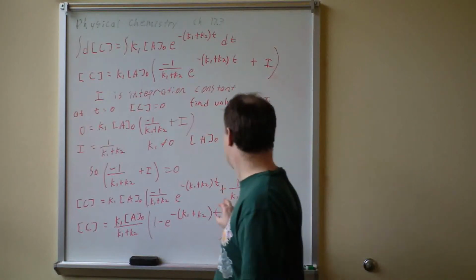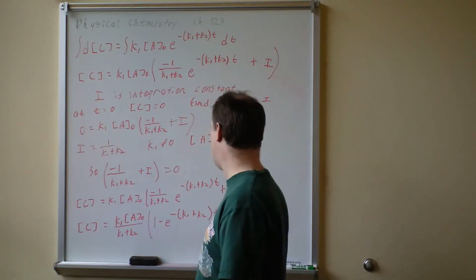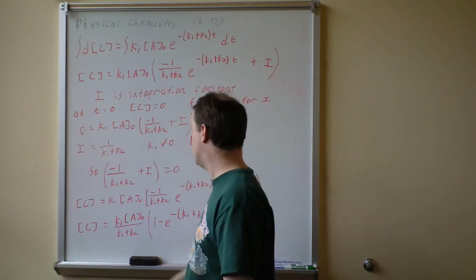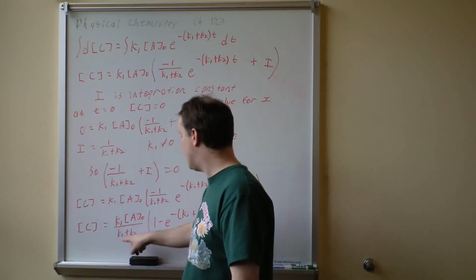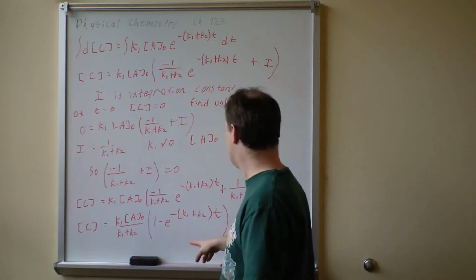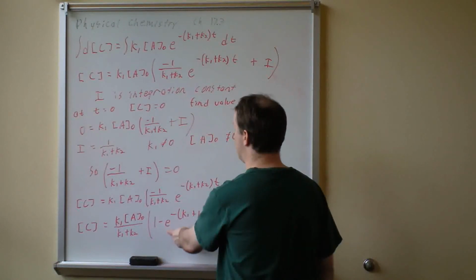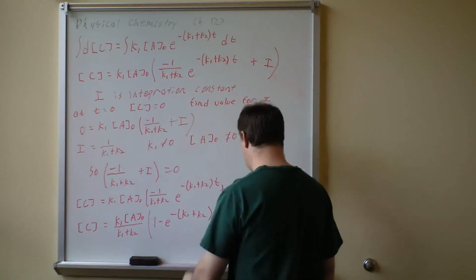So simplifying then, or factoring out K1 over (K1 plus K2), we get the concentration of C is equal to K1 times the initial concentration of A over (K1 plus K2) times this whole quantity here, where we get 1 minus e to the minus (K1 plus K2)t.